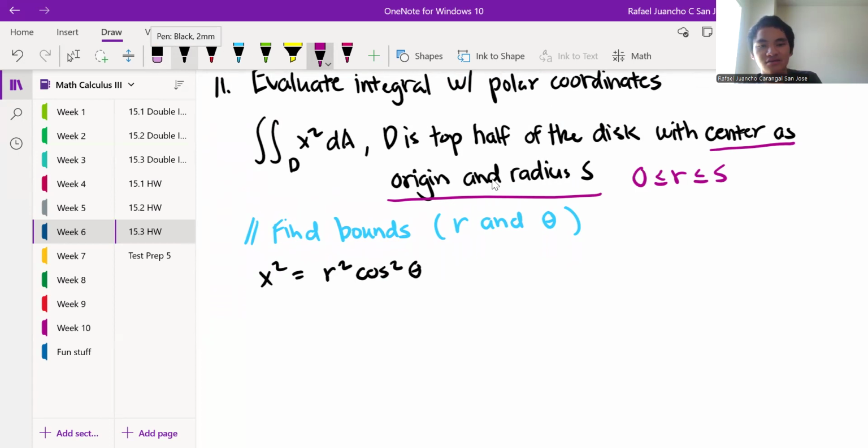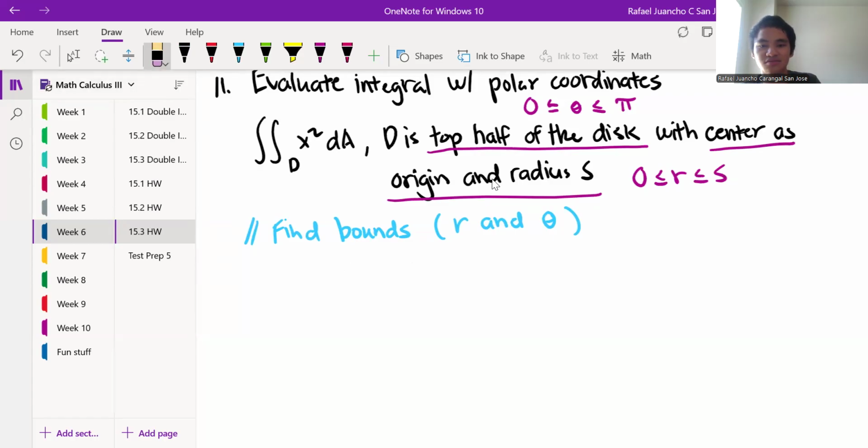And then for my theta, my theta is from where to where? The top half. So when we see something like a top half of a disk, we know my theta goes from 0 to pi. It's really as simple as that. No need to complicate these two things. So when we say something like top half of disk, then we immediately know that's this thing.